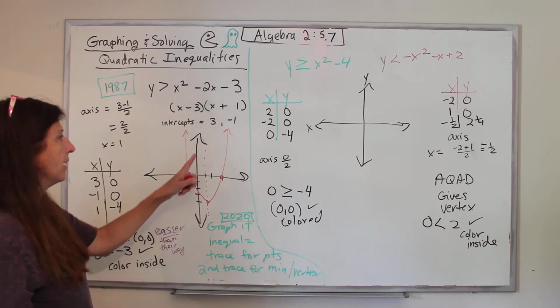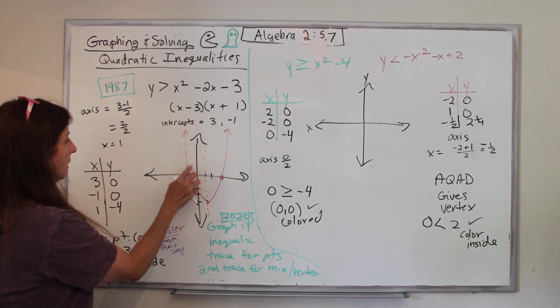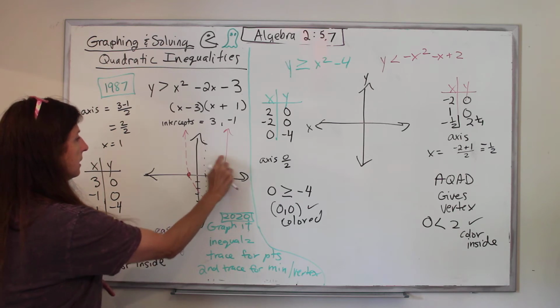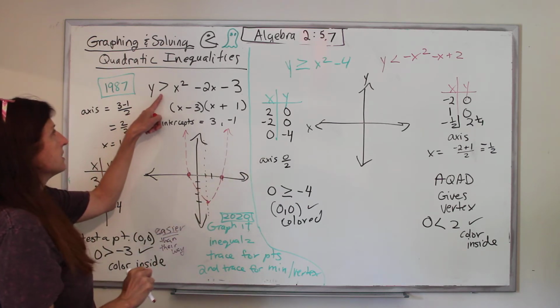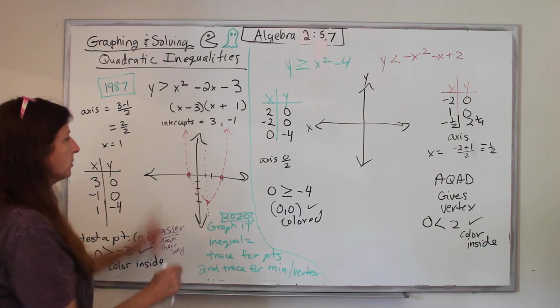Next I have to figure out, do I color, oh, it's a solid line, oh, it should be a dotted line. It should be a dotted line because, look, it's greater than, not greater than or equal to. If it was or equal to, it'd be solid.